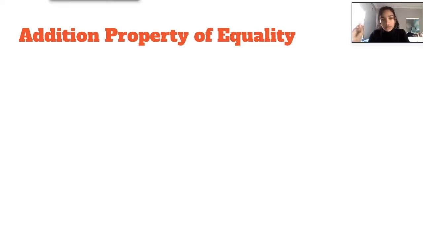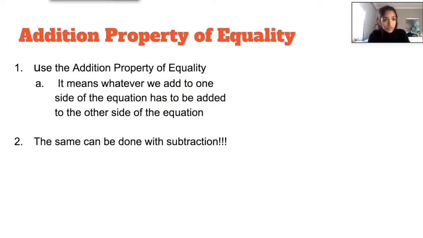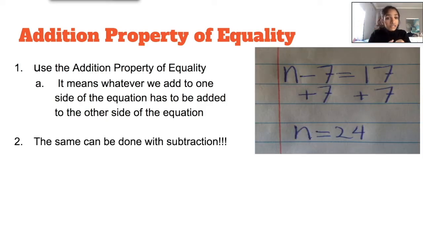So now we're going to use the addition property of equality, which, like I said, is whatever you add to one side of the equation, we add to the other side of the equation. And like I said before, you can do the same thing with subtraction. N minus 7 is equal to 17. Using the addition property, we can add 7 to both sides and isolate n, the variable. When we do that, we get n is equal to 24.